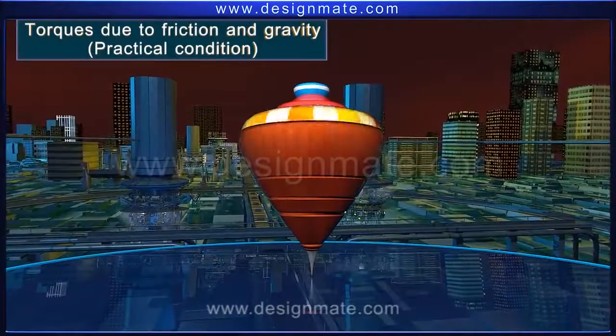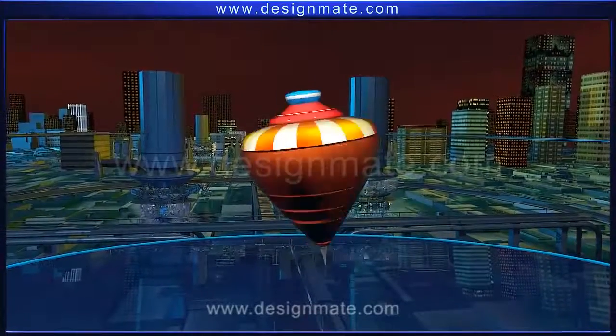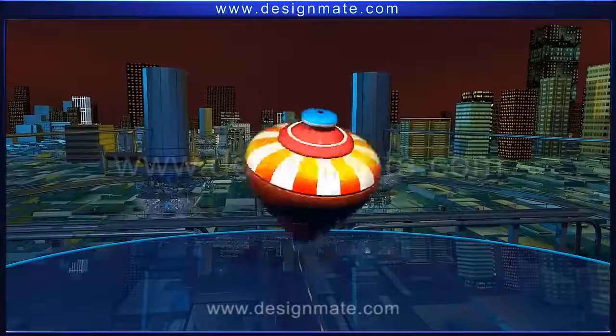In reality, under the action of external torques arising due to friction and gravity, the top gradually slows down and falls.